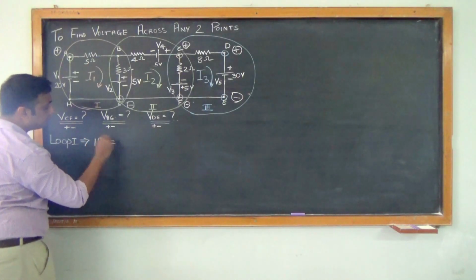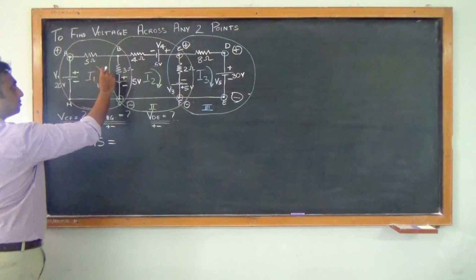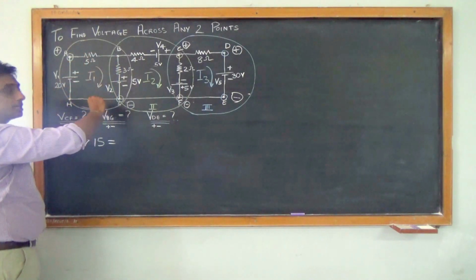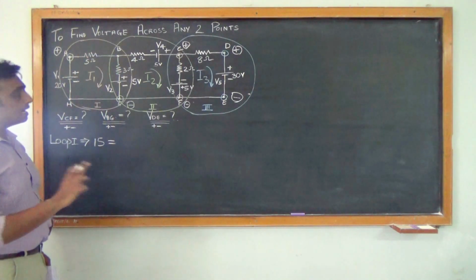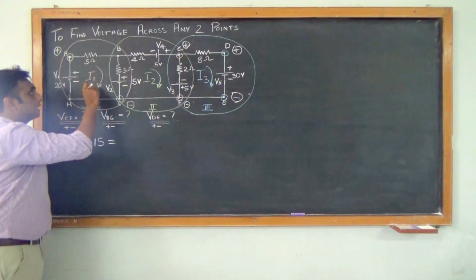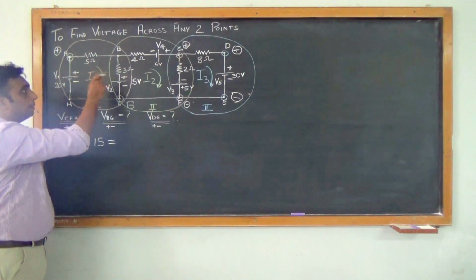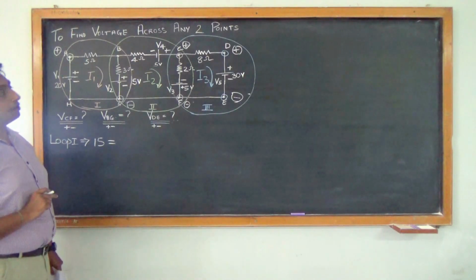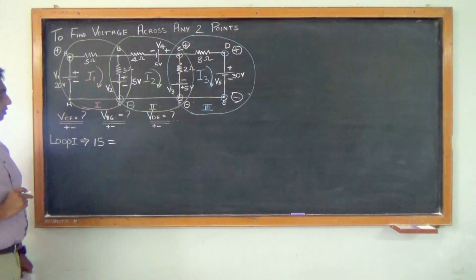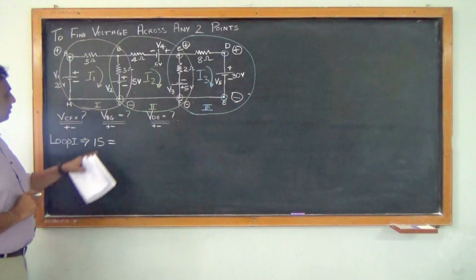So it is a very easy concept, and always remember, trace the circuit from positive to negative or negative to positive, and that way you will come to know whether the direction of I1 matches with the direction of your voltage sources. So 20 minus 5 gives us 15.